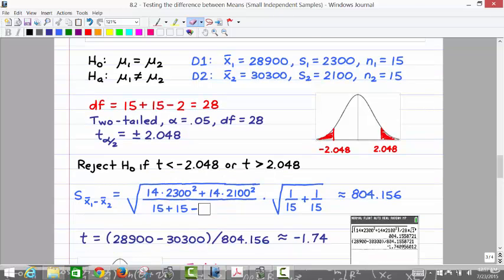All right, so let's kind of go through the calculation here again. So both sample sizes are 15, so therefore both n minus 1s would be 14. Here are the standard deviations. So 14 times 2300 squared plus 14 times 2100 squared all over 15 plus 15 minus 2 times 1 over 15 plus 1 over 15, the square root of that. You end up with 804.156. So our test statistic would be 28,900 minus 30,300 divided by 804.156, and you get negative 1.74.